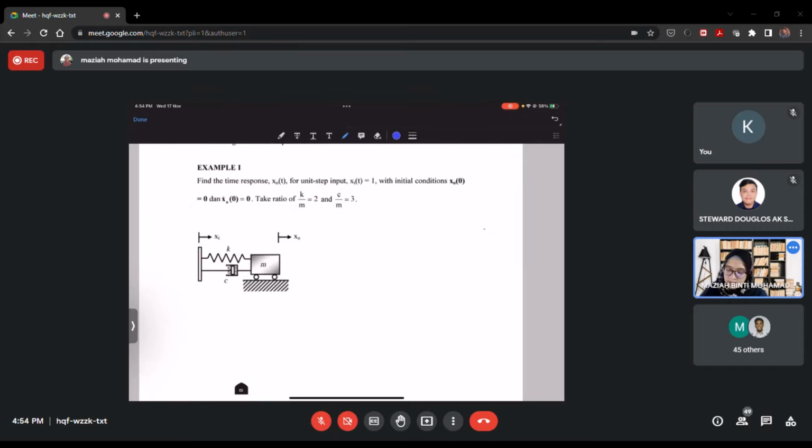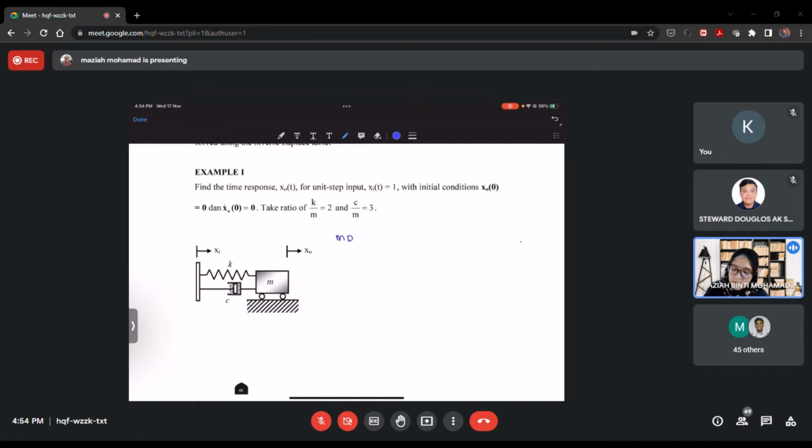The ODE is M d square x naught plus C dx naught plus K x naught equal to C d xi plus K xi. So, in general, in the equation for the ODE, the first term does not contain any constant. So we need to divide by M here.